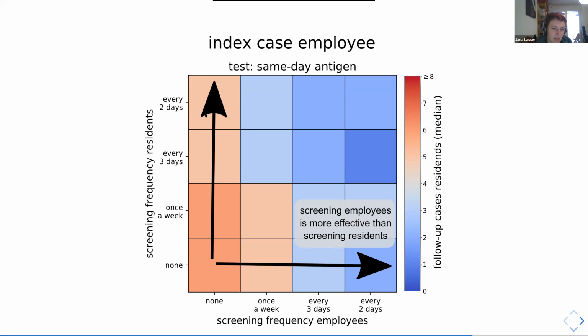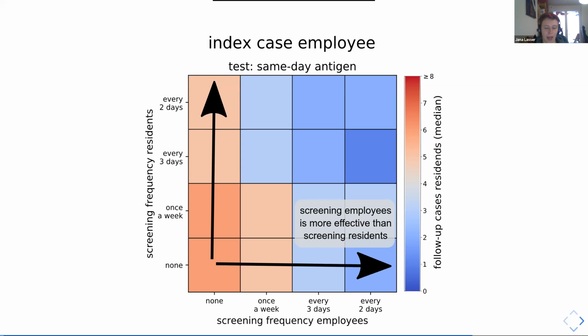Now, this becomes intuitive again if we consider how the index cases are introduced into the home. The index case is introduced through an employee. Therefore, if we screen the employees regularly, we also have a higher chance of nipping the outbreak in the bud and preventing transmission to any resident.